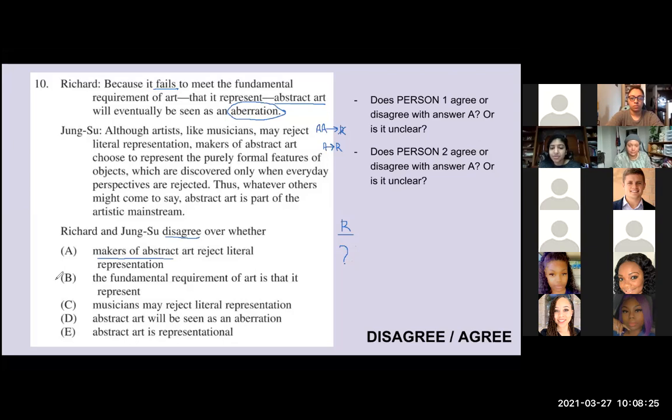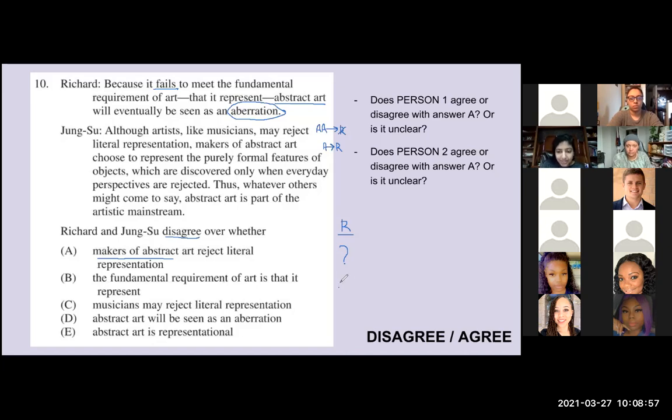So let's look at B. The fundamental requirement of art is that it represent. I like it. Yeah, I also like it. Does Richard agree with this statement or disagree with the statement? He disagrees with it. He disagrees? Oh, never mind. He agrees. He's just saying abstract art. Yeah. A requirement, but he agrees with that statement. Okay. Yep, perfect. He agrees with this term and feels like abstract art doesn't fit into this.